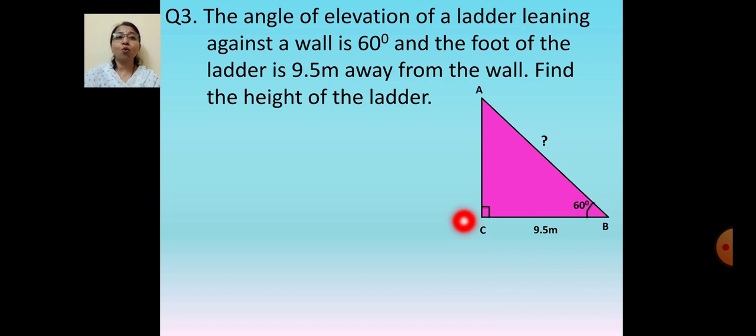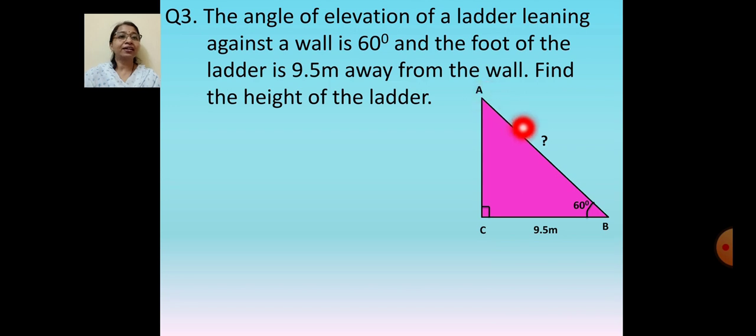AC represents the wall. AB represents that leaning ladder, and the angle made by the ladder with the horizontal is 60 degrees, the angle of elevation. The foot of the ladder is 9.5 meters away from the wall. So with respect to that 60 degree angle, the adjacent side is given to you and you have to find the height of the ladder.